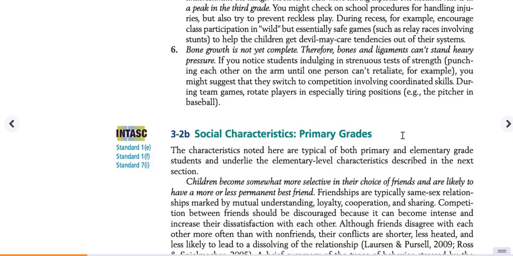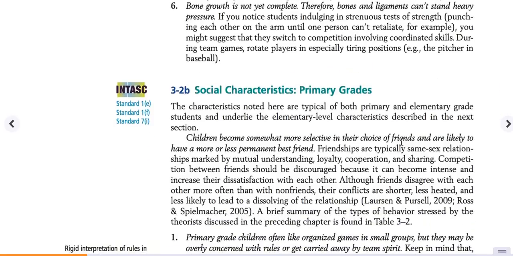Competition between friends should be discouraged because it can become intense and increase their dissatisfaction with each other. Although friends disagree with each other more often than with non-friends, their conflicts are shorter, less heated, and less likely to lead to a dissolving of the relationship. A brief summary of the types of behavior stressed by the theorists discussed in the preceding chapters is found in Table 3.2.